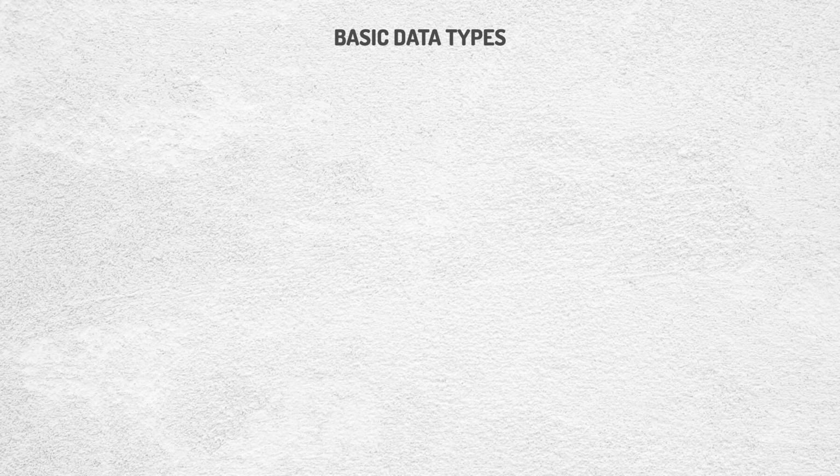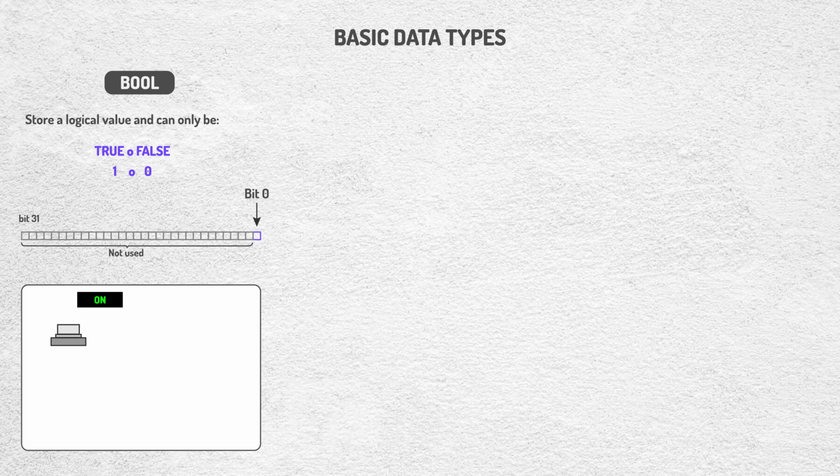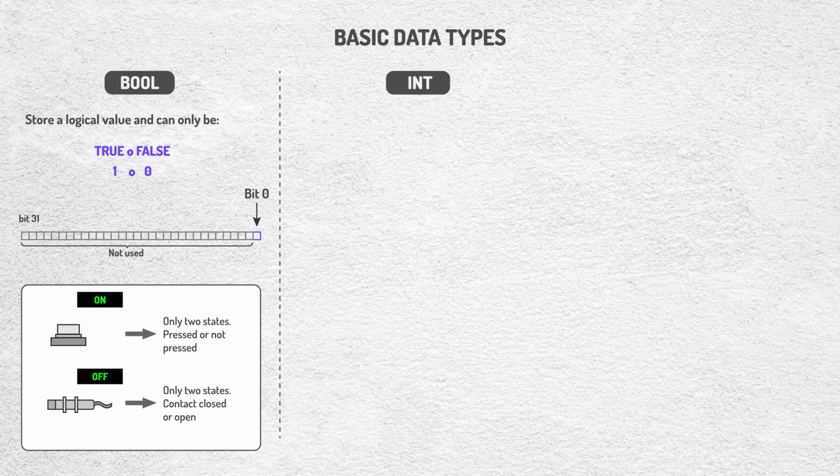Basic or primitive data types are the foundation with which a PLC stores and processes information. They are not composed of smaller types and each occupies a fixed size in memory. The BOOL type stores a logical value and can only be true or false. Its real size is 1 bit, although in some PLCs it may occupy more internal space depending on the architecture. It is used, for example, to represent the state of switches, push buttons, or selectors.